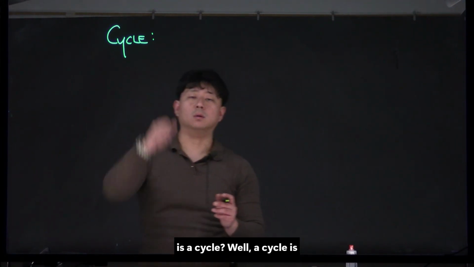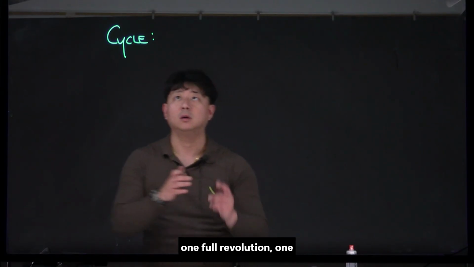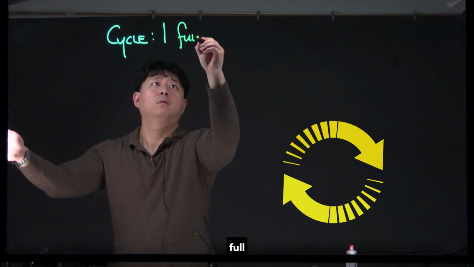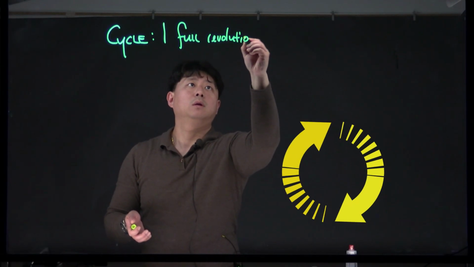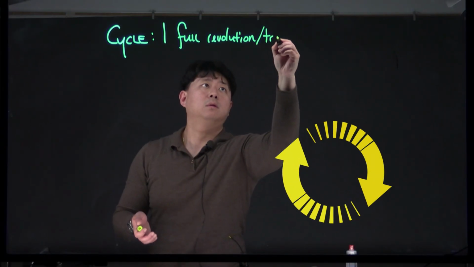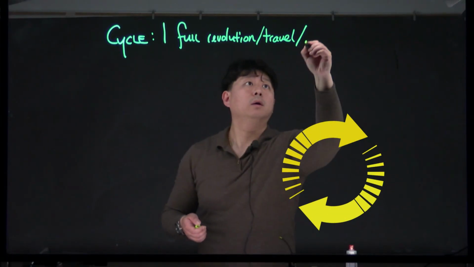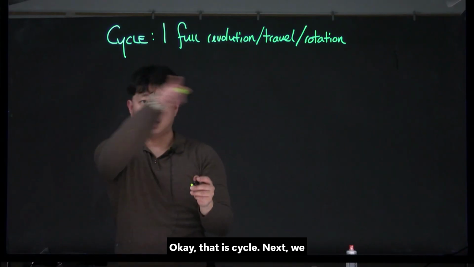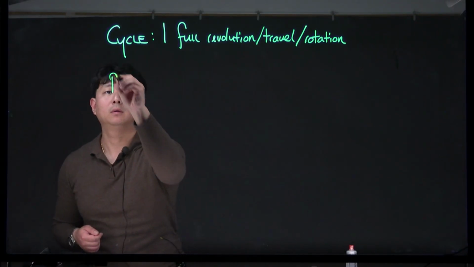What is a cycle? Well, a cycle is one full revolution, right? One full travel, one full revolution, travel, all right? Or rotation. Okay, that is a cycle.